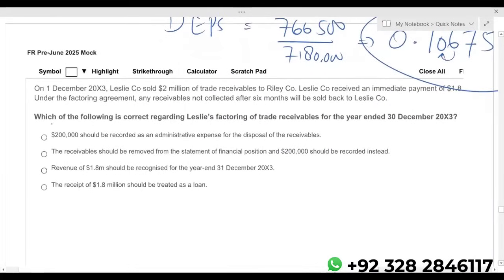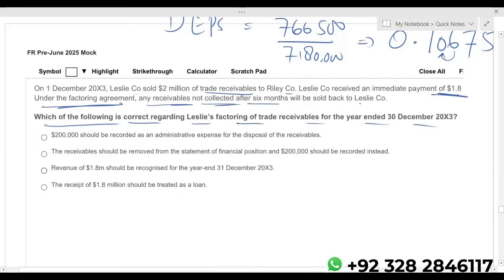Okay. Which of the following is correct regarding factoring of trade receivable for the year ended 30th December X3? We have to just see whether the debts are sold or not. December X3, Leslie company sold 2 million of the trade receivable to Relay company. Leslie company received an immediate payment of 1.8 million. Under the factoring agreement, any receivable not collected after 6 months will be sold back to Leslie.